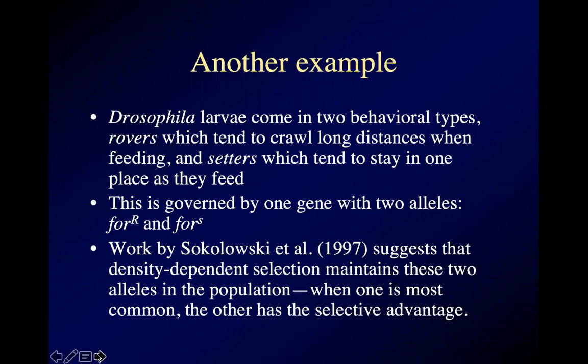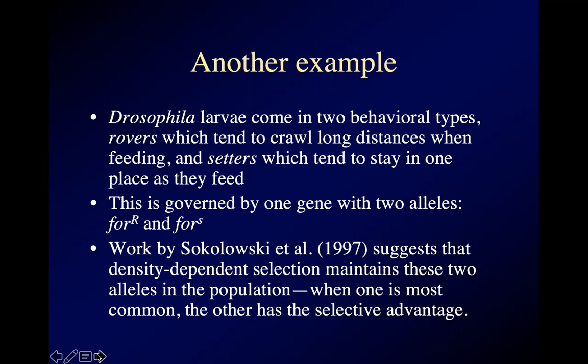So when rovers are rare, rovers are favored because they don't exhaust the food supply. When rovers are dominant, setters are favored because being a rover also has some risks. You burn more energy traveling to find new food sources, and there's also a chance that you won't find them and starve.